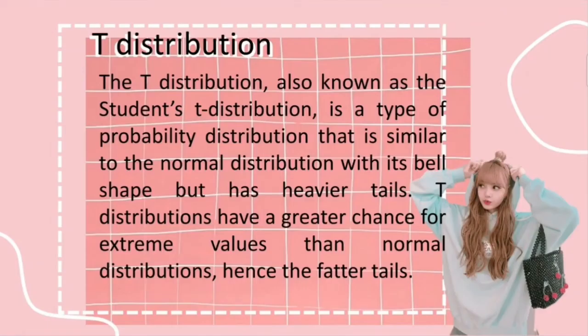What is a t-distribution? The t-distribution, also known as the student's t-distribution, is a type of probability distribution that is similar to the normal distribution, with its bell shape but has heavier tails. T-distributions have a greater chance for extreme values than the normal distribution, hence the fatter tails.